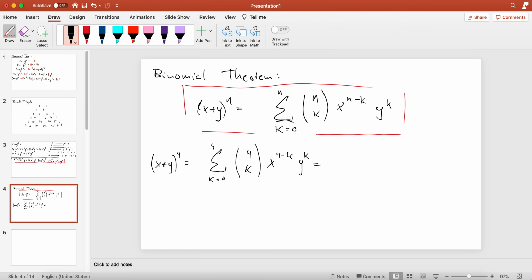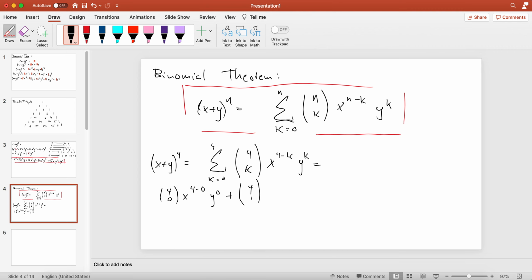Okay. So now let's just start doing this out. This is going to be, so k equals 0, 4 choose 0, x to the 4 minus 0, y to the 0. I'm just plugging in wherever I see a k, I'm plugging in 0. Next, I increment, so I finished plugging everything in. I'm going to increment k. Now k is equal to 1.